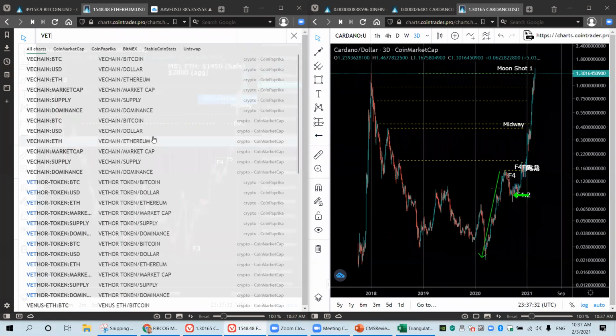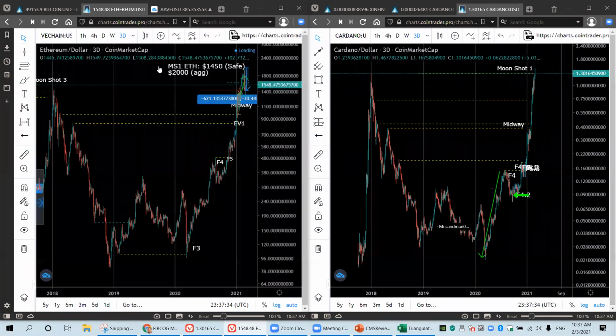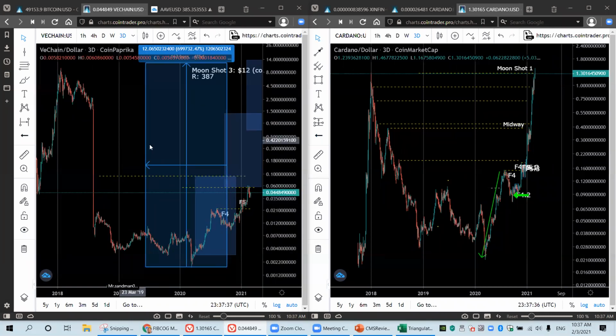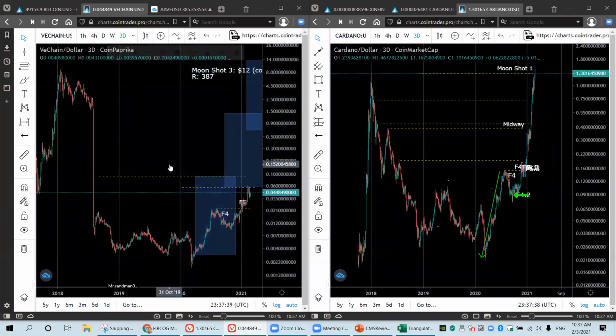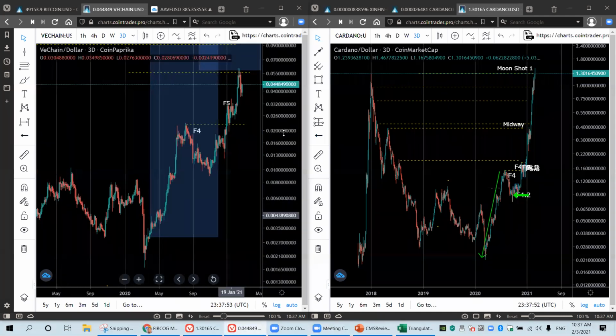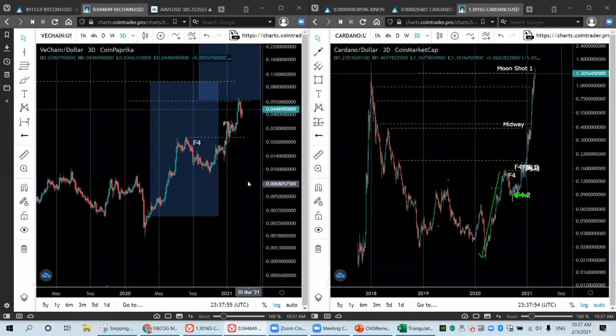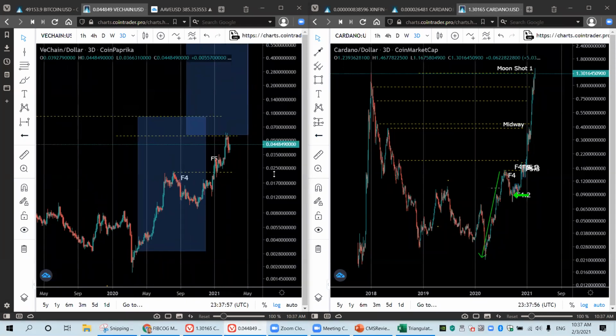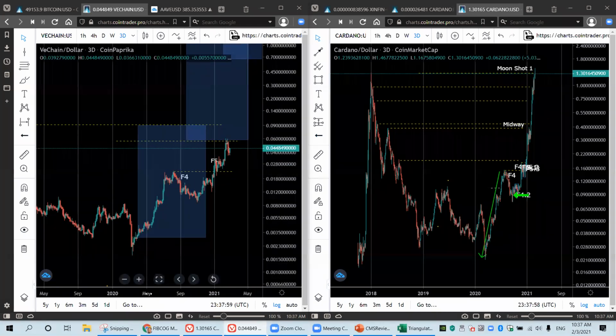Let's see. VeChain coin paprika. Now, VeChain had a dislocated supply here, which caused the chart to actually dislocate. But if you just ignore all the dislocation and look at it purely from the structure point of view, you might say, "Hey, Jay, this looks really, really interesting," because why?